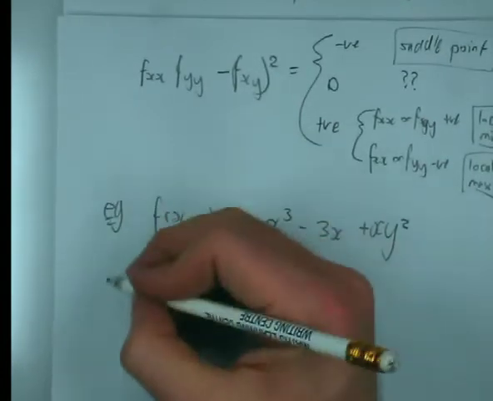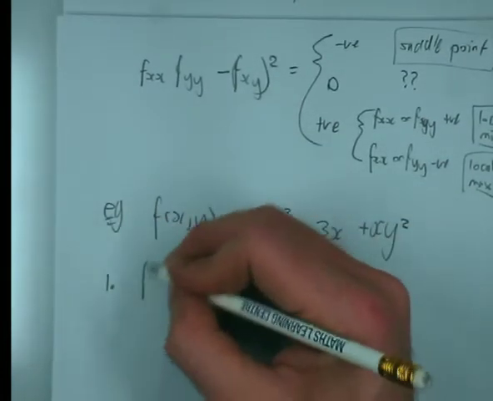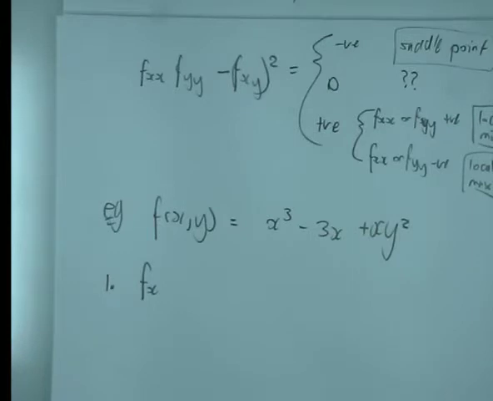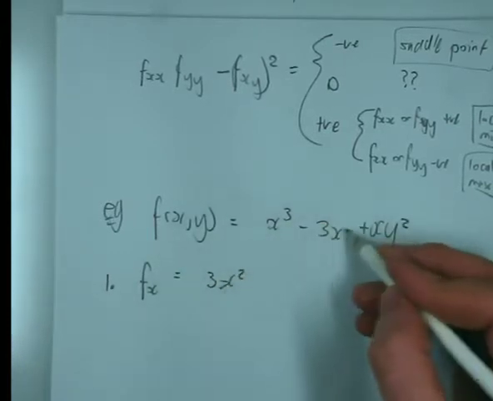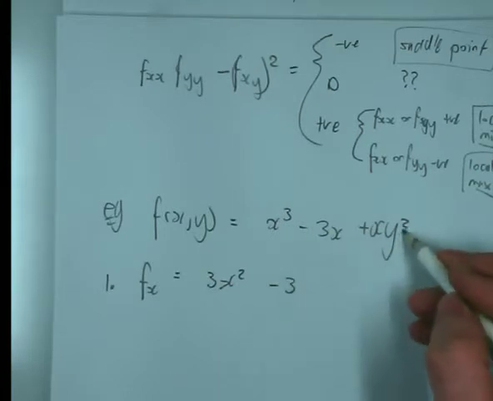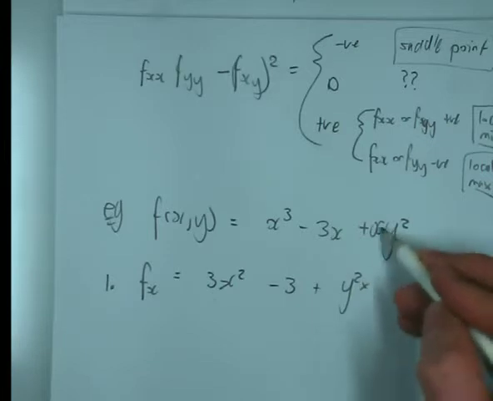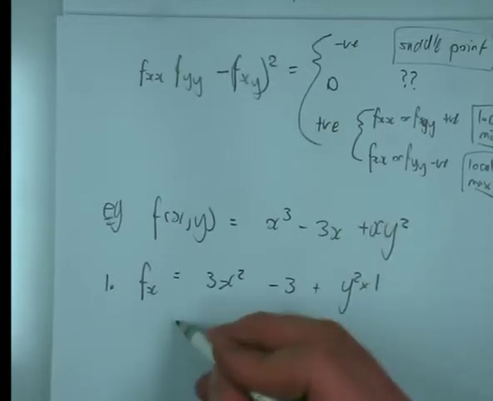Okay, so my step 1, the first derivative with respect to x, so that would be 3x squared minus 3. Now y squared counts as a constant and it's multiplied on, so it'll still be there, and the x differentiates to give me a 1.